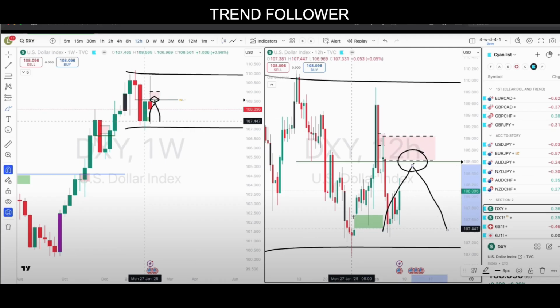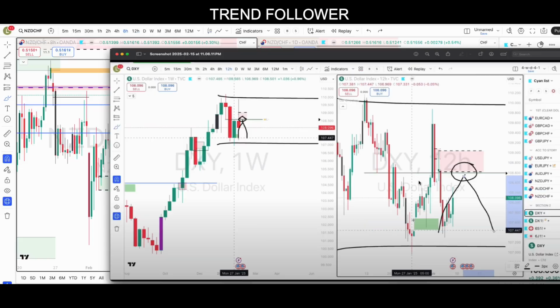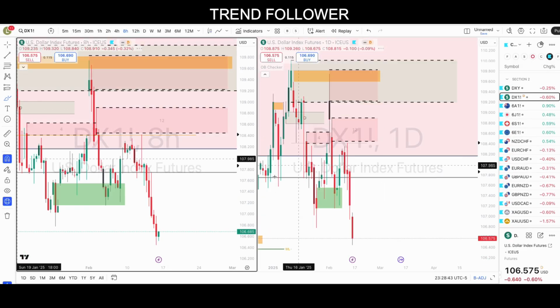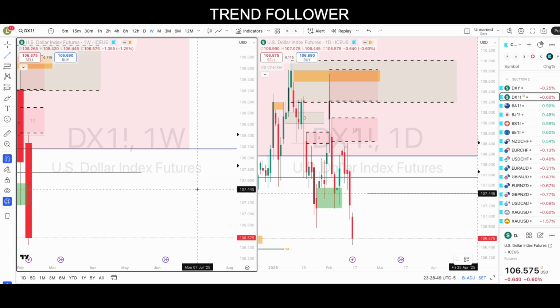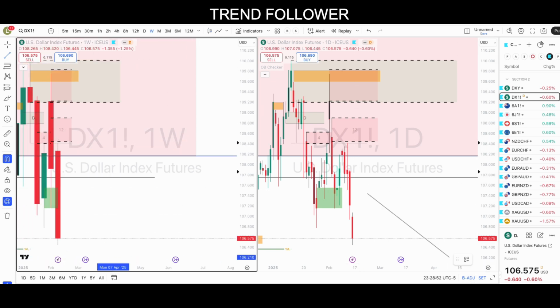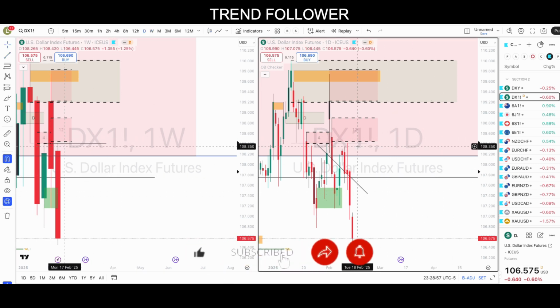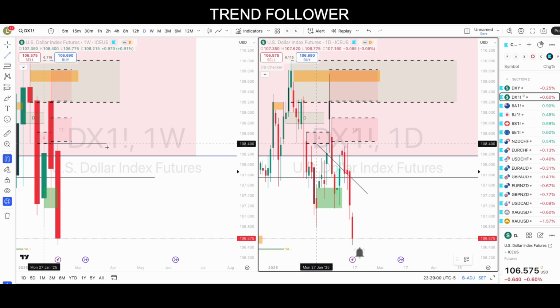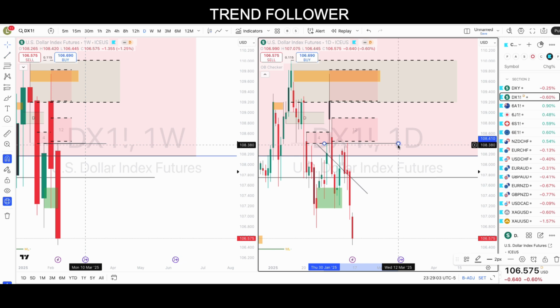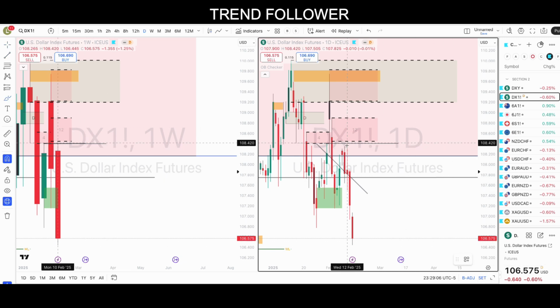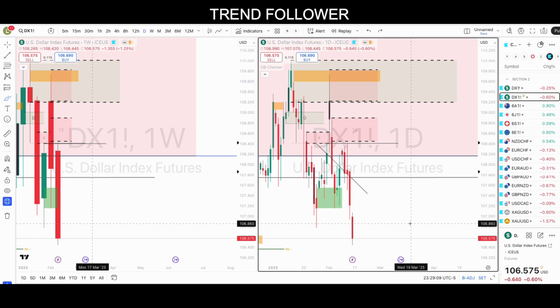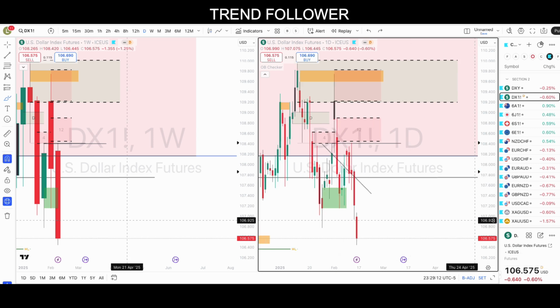The second one was on DXY. We said this weekly line matters, this 12-hour supply zone matters. On DXY, if you see the weekly line, let me convert this to weekly. Yeah. So the weekly line was right here, right? Right here, it tested it and just went down, right? So it tested this area, couldn't test the 12 hour, but tested this line and just went down. So our bearish bias on DXY definitely worked.